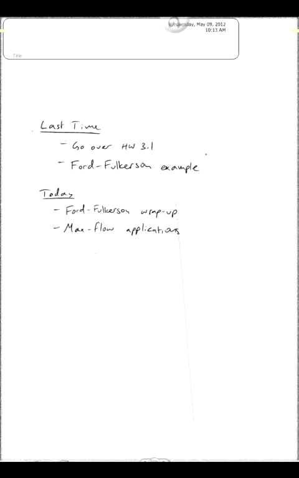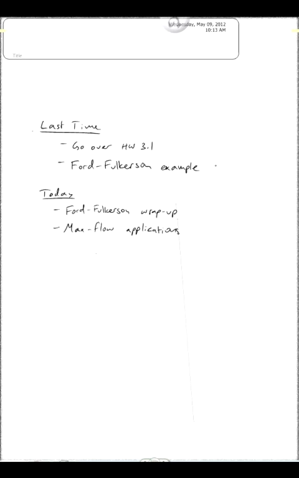Last time in class, at the beginning of class, we went over homework 3.1. And towards the end of class, we saw an example of running the Ford-Fulkerson algorithm on a rather complicated graph with capacities. And we saw that the Ford-Fulkerson algorithm is kind of like a little special purpose LP solver. So at the end of the algorithm, if you have the original graph and the final residual, you can pull out all the information you need.